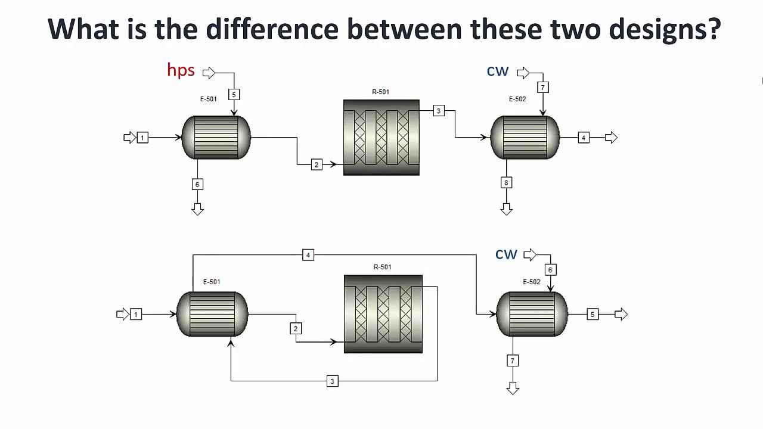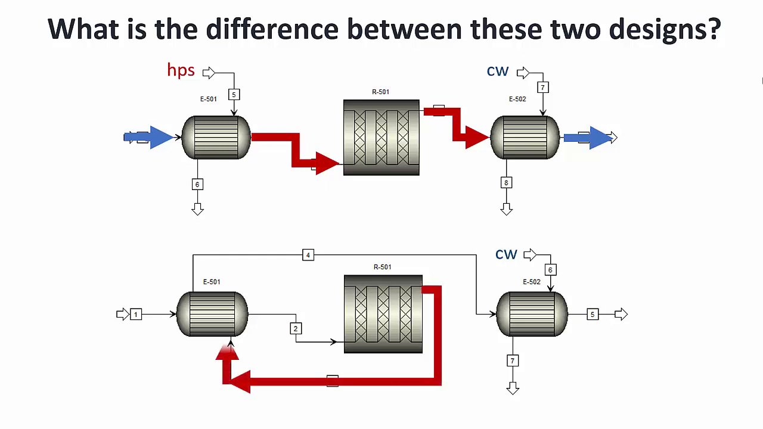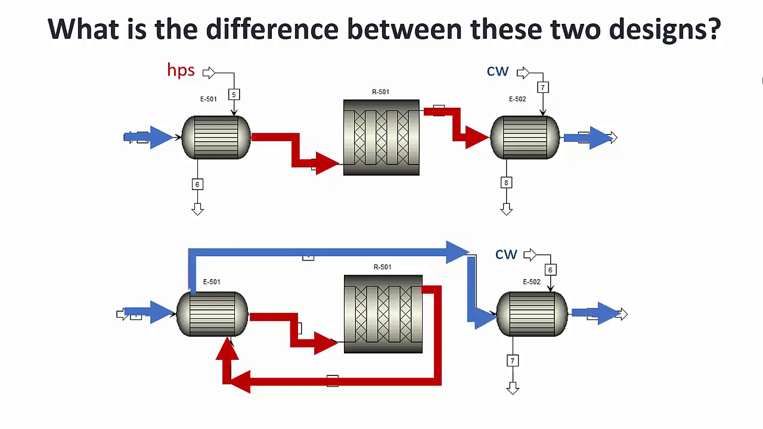I'd like to start off by asking you to identify the difference between these two designs. You might have noticed that for the first design, the reactor inlet is heated with high pressure steam and it is cooled with cooling water. In contrast, the second design takes the reactor effluent and uses it to heat the reactor inlet, after which it is cooled with cooling water.